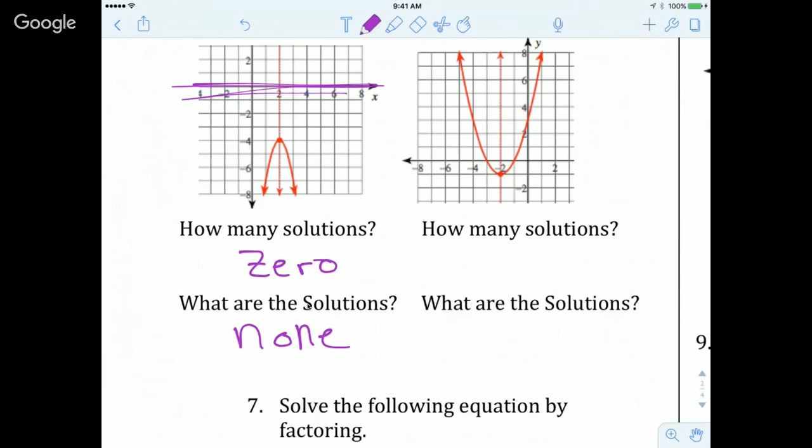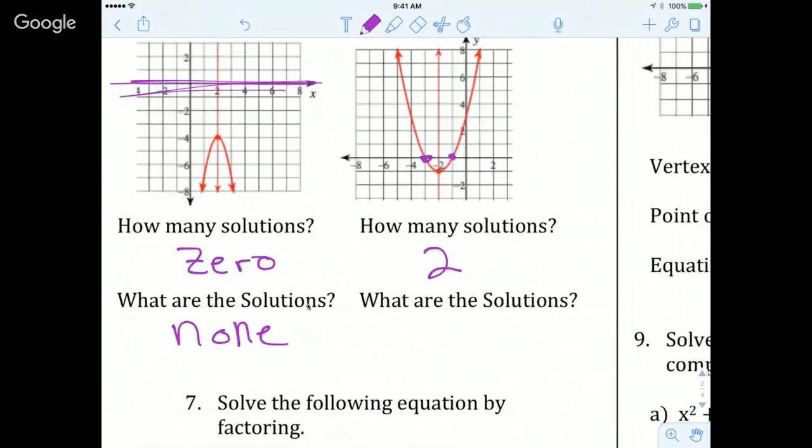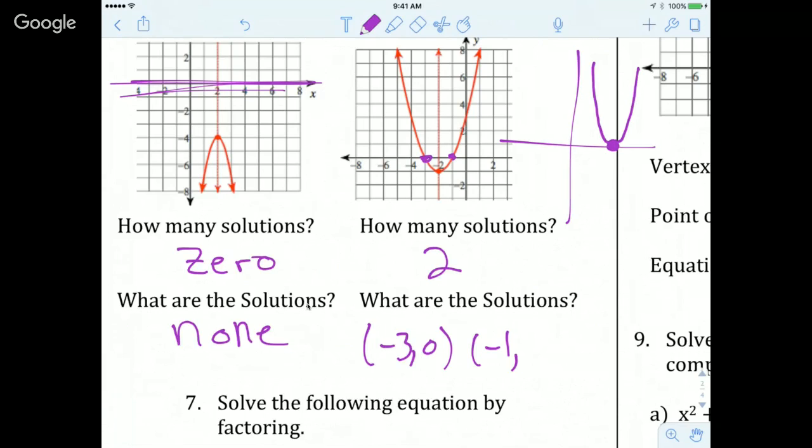Okay, how many solutions are on the second one? 1, 2, 3, 4, 2. What would one solution look like? It would touch the x-axis at one spot. That vertex is on the x-axis. But this one has 2 solutions. What are they? (-3, 0) and (-1, 0).